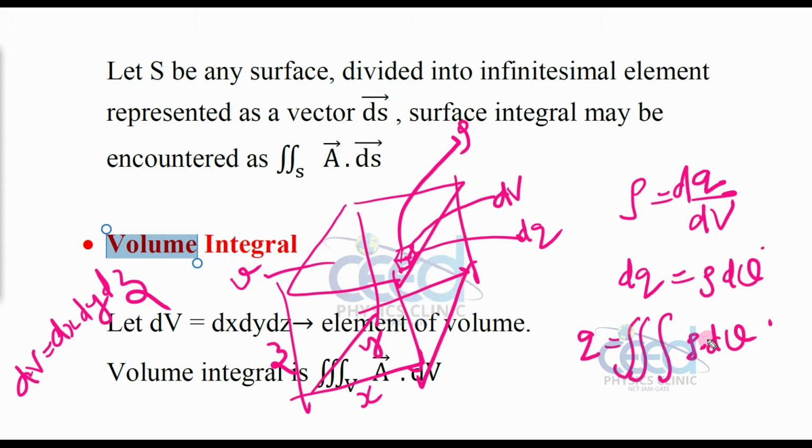Or if you integrate a vector field, the triple integral can be written as the integral of A dot dV. Its application we use in our Gauss divergence theorem and Stokes theorem. So let us go to the divergence theorem and Stokes theorem.